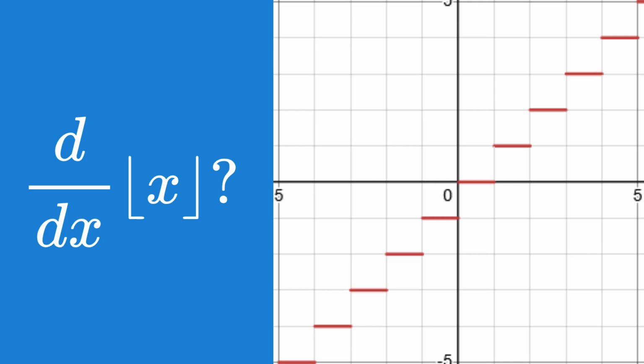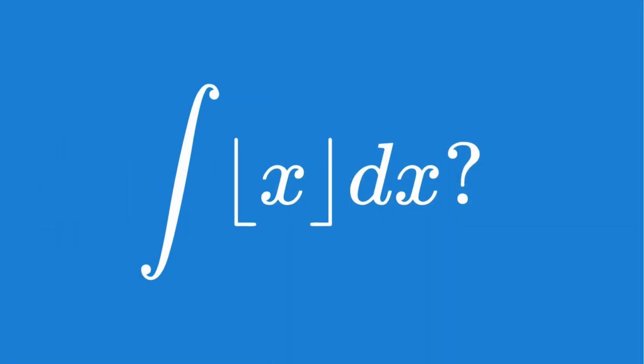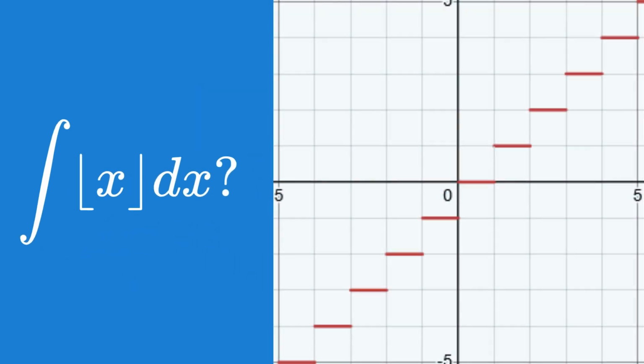But what about integration? When integrating these functions, we approach it piecewise, considering each interval separately. For example, integrating the floor function from 1 to 3, we split it into intervals, from 1 to 2, and again from 2 to 3, all the way up to the number that we need. This gives us the sum of areas under each of the steps.